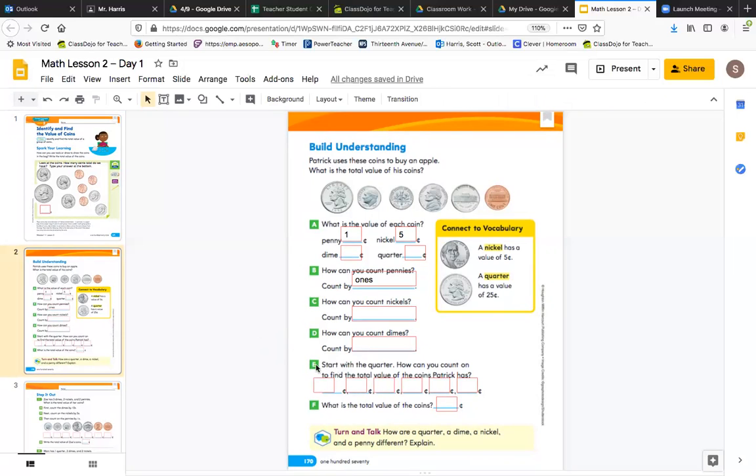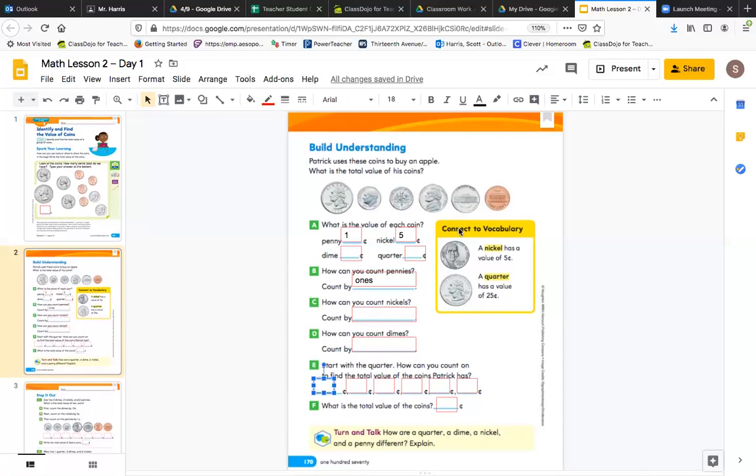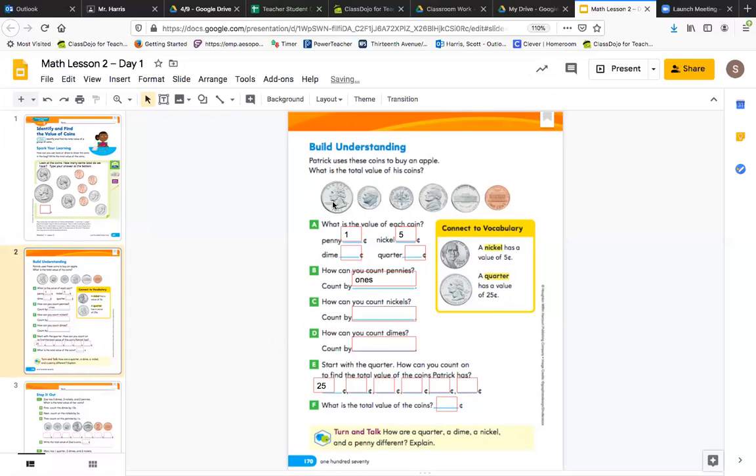This brings us to our big question though here. Letter E. Start with the quarter up here. How can you count on to find the total value of coins Patrick has? I'm going to start you off and we can do this together and then I want you to finish it. So I see a quarter. How much is a quarter worth? I can see the vocabulary box here. A quarter has a value of 25 cents. We just talked about that. So 25 for this quarter. Next, I'm going to add a dime. How much is a dime worth again?